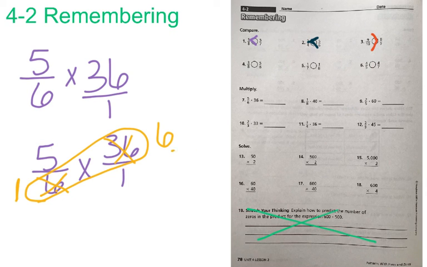And now I can multiply straight across. 6 times 5 is equal to 30, and 1 times 1 is equal to 1. And so my answer here is 30 over 1, which is equal to 30. Go ahead and write that right on the line, 30.